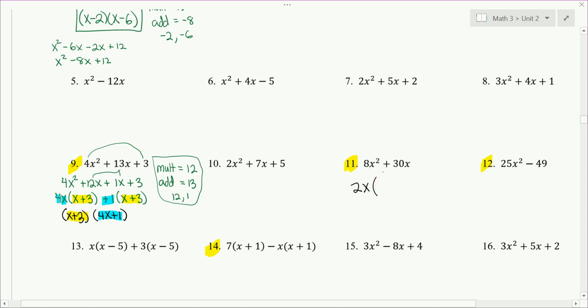8x squared divided by 2x is 4x. 30x divided by 2x is 15. And that's as much as we can do in factoring that.